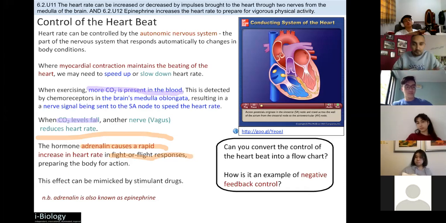Pupil dilation. Sweat. Sometimes you go to the toilet. Sweating, pupils dilating.